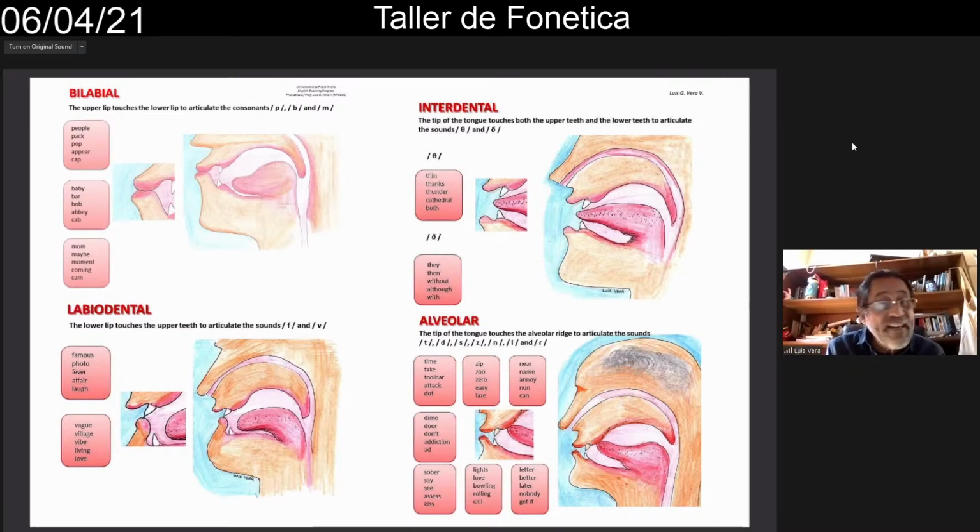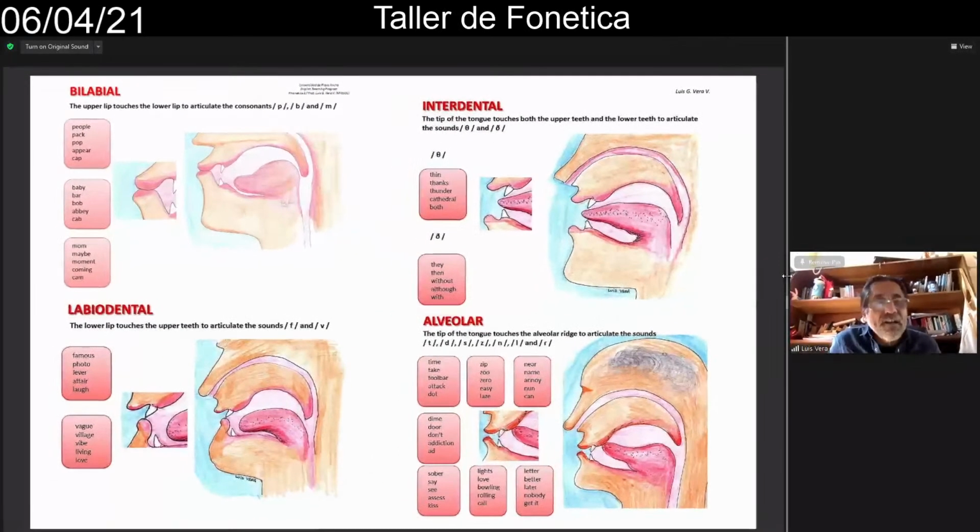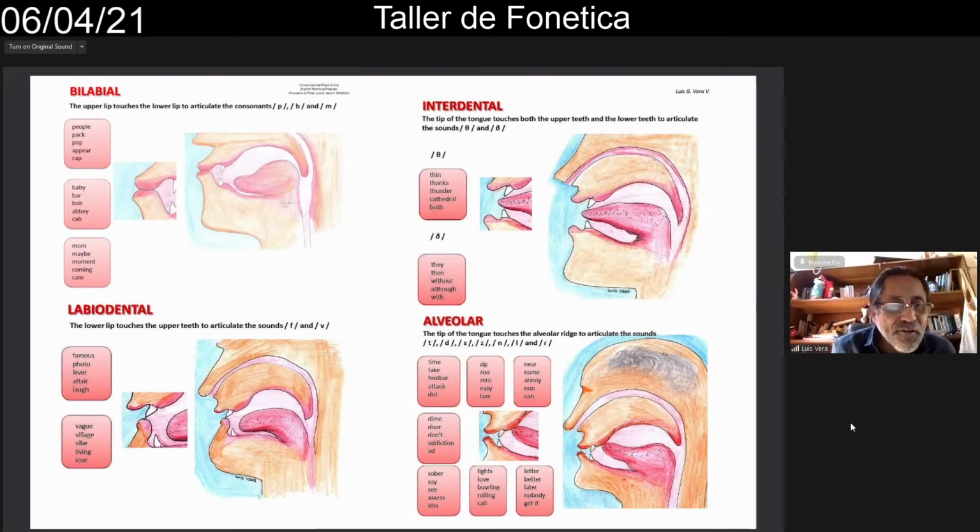Después tenemos la n, y la l, que va más hacia el lado, es más para el lado. Y después viene finalmente la r, que esa la vamos a ver en un caso especial del inglés norteamericano.